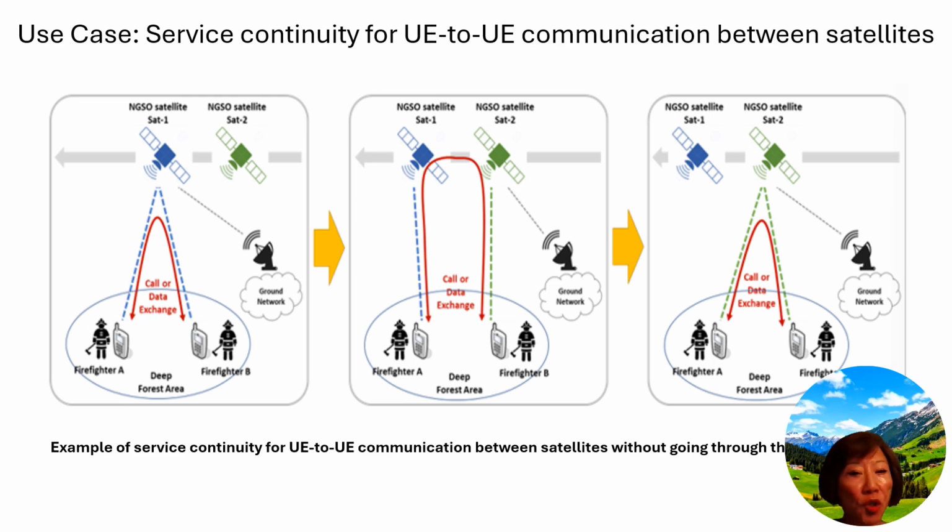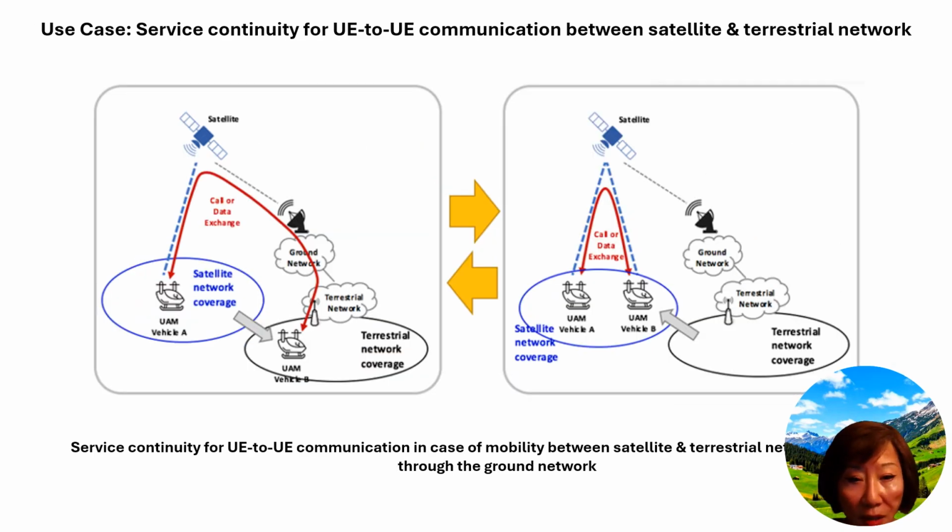The middle frame shows how two satellites can coordinate to maintain a single communication link during transition using what? Inter-satellite link, doing inter-satellite coordination. Okay. Next one is similar to the last one.